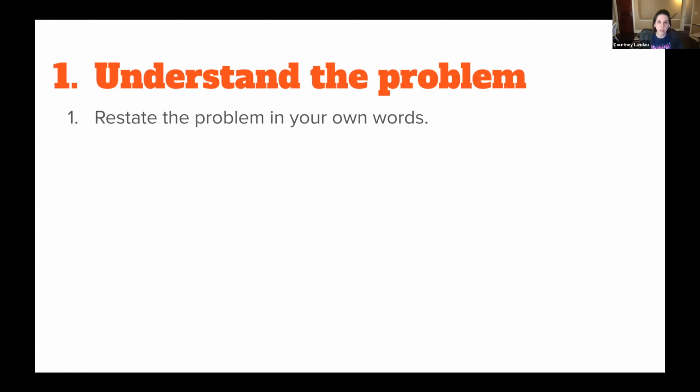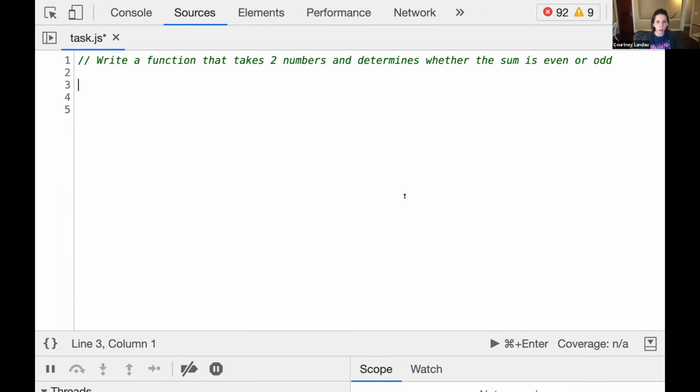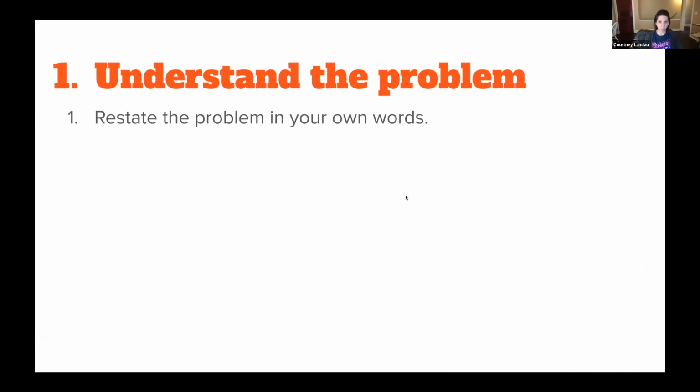So first, I would want to restate that problem in my own words. So in this case, I would say something like, okay, so you want me to create a method that takes 2 numbers, adds them, determines whether the sum is even or odd, and then returns a string, even or odd, depending on whether the sum is even or odd. So it's a good time to clarify that that's what they meant. Make sure you have the problem right. Make sure you have the same assumptions.